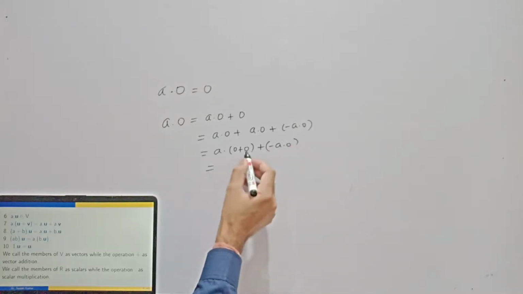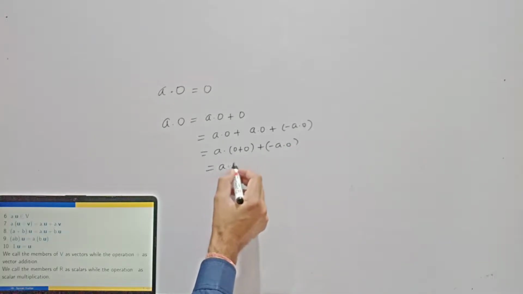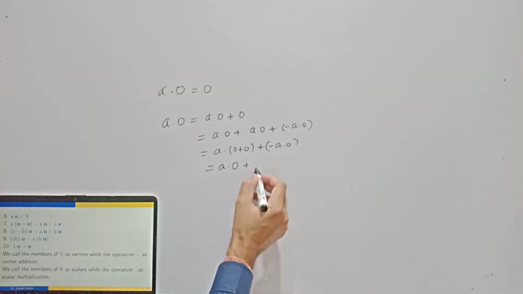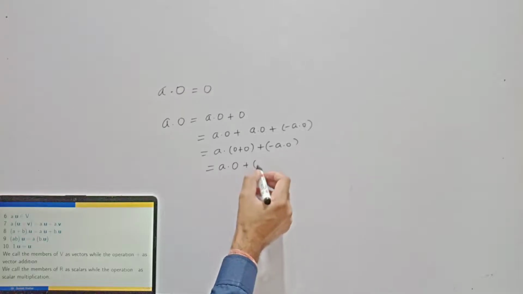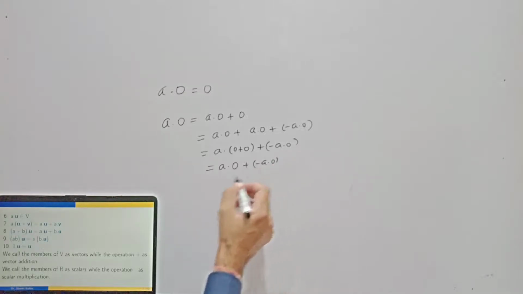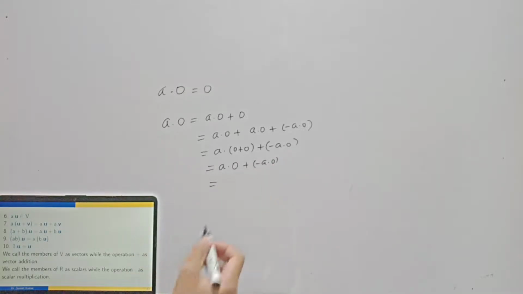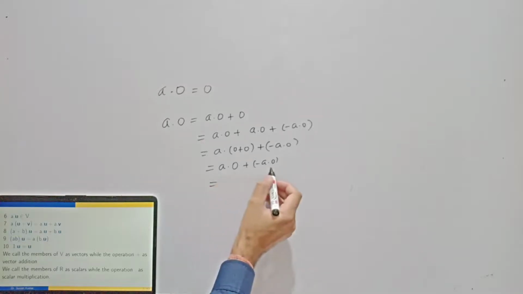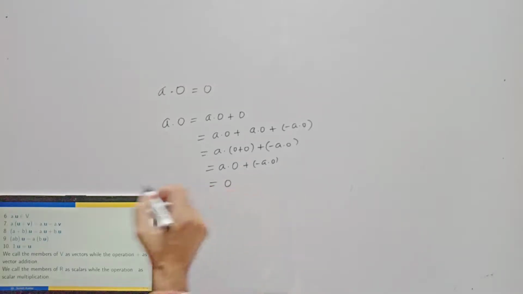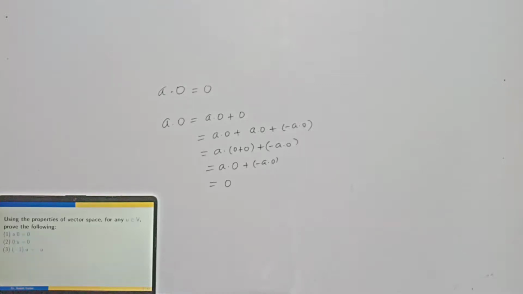Next, 0 plus 0 is again 0, the 0 vector, because 0 is the additive identity. But now, where we have reached, a vector added with its inverse gives you the 0 vector. So, the proof of these properties is simple. Others also you can see from the lecture notes.